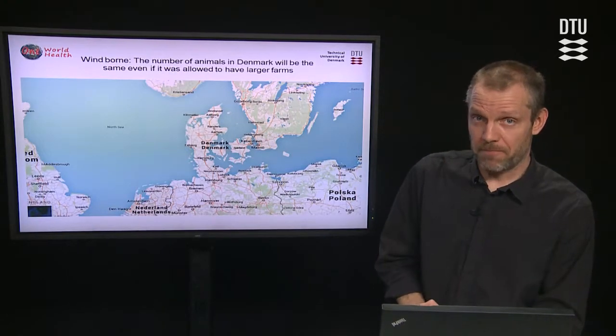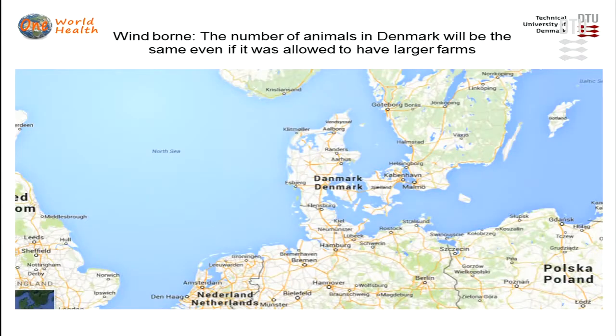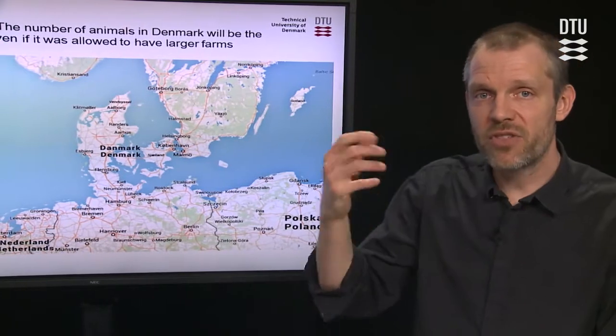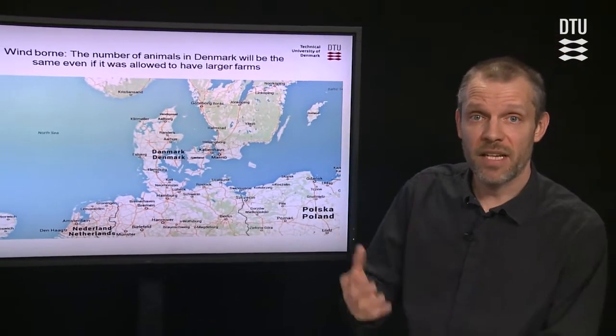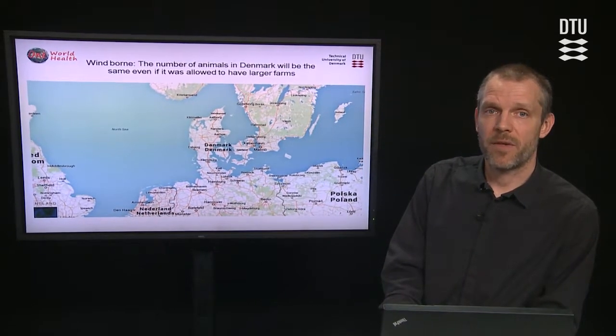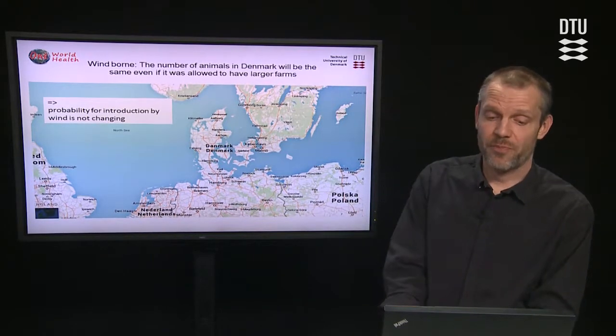If we look at the first assumption, that the number of animals in Denmark will be the same even if we're allowed to have larger farms, here we look at the pathway of having the virus introduced by wind. And then we look at the map here. We have Denmark here in the center. Historically we have indication that the virus has blown in from this part of Central Europe, Eastern Central Europe, to Denmark. What's happened is that the virus dumped down in one or two animals and then infected the farm. But if we still have the same amount of animals in Denmark, the conclusion was that the probability for introduction by wind will not change.